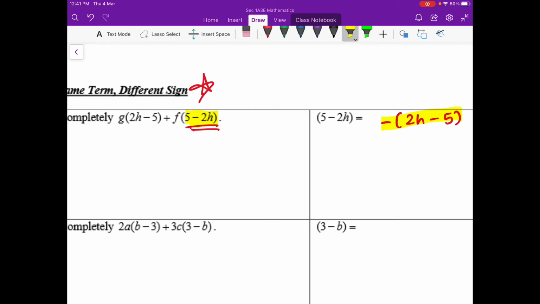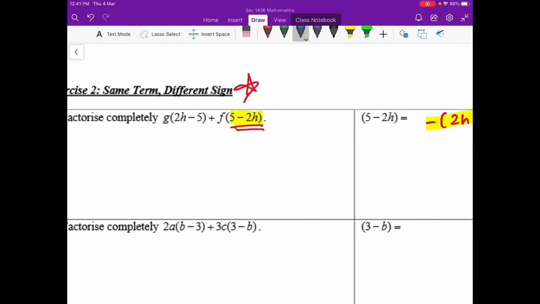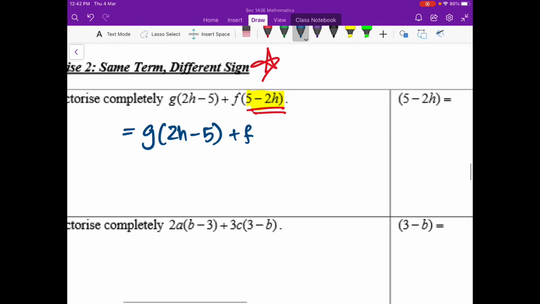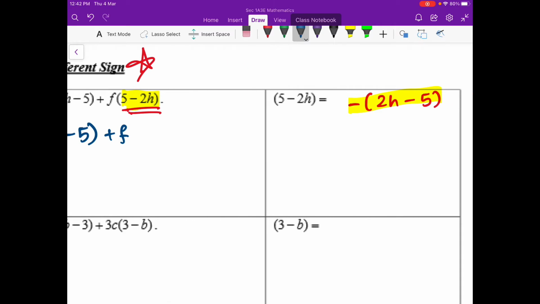And watch what actually happens. So here we have it to be the same, g, 2h minus 5. No change yet. Now plus f. Okay, don't copy this down yet. No change. Now the highlighted part, I want to change it to become my 2h minus 5. And that is done by doing this direct replacement. Negative 2h minus 5. So instead of writing 5 minus 2h, which is the original, I'm now going to change it to become negative 2h minus 5.